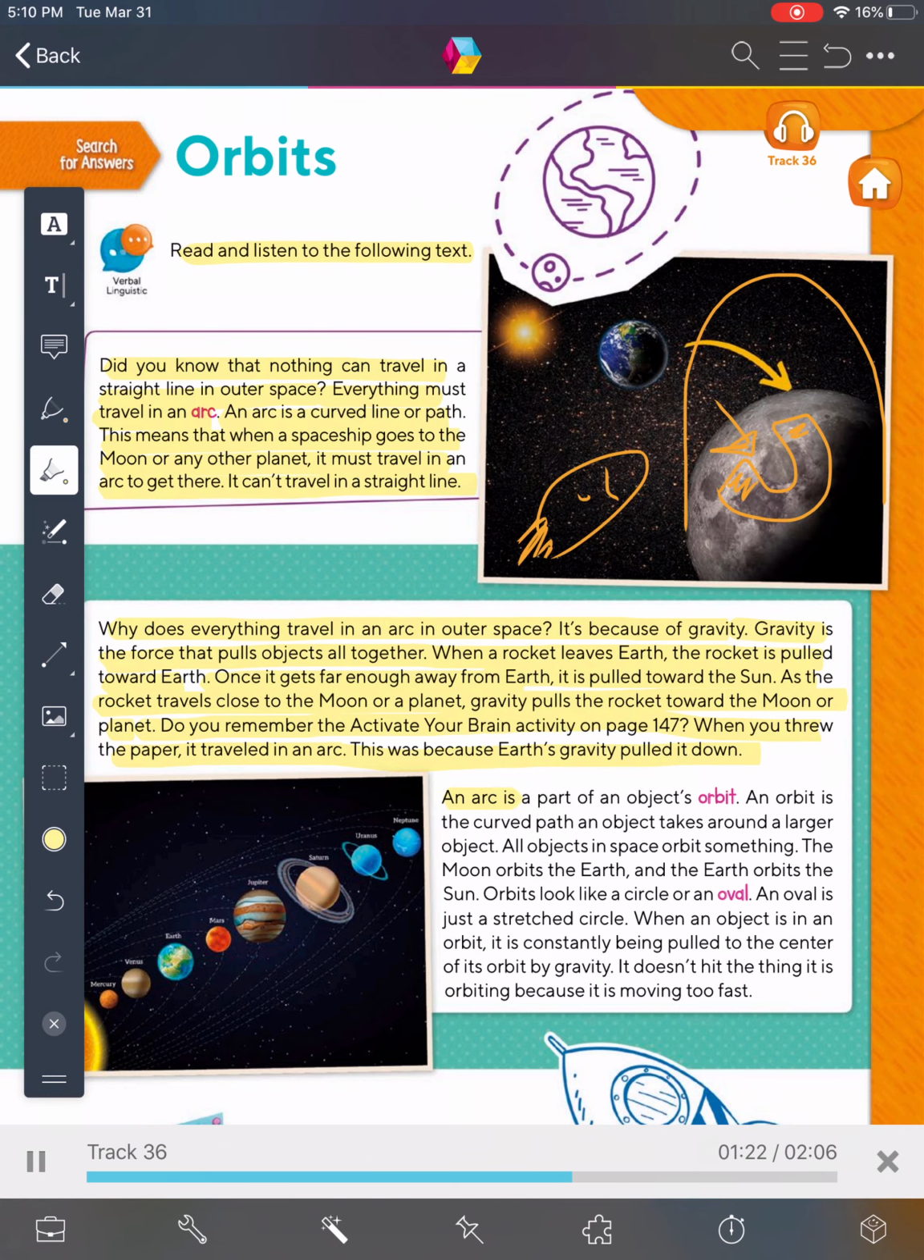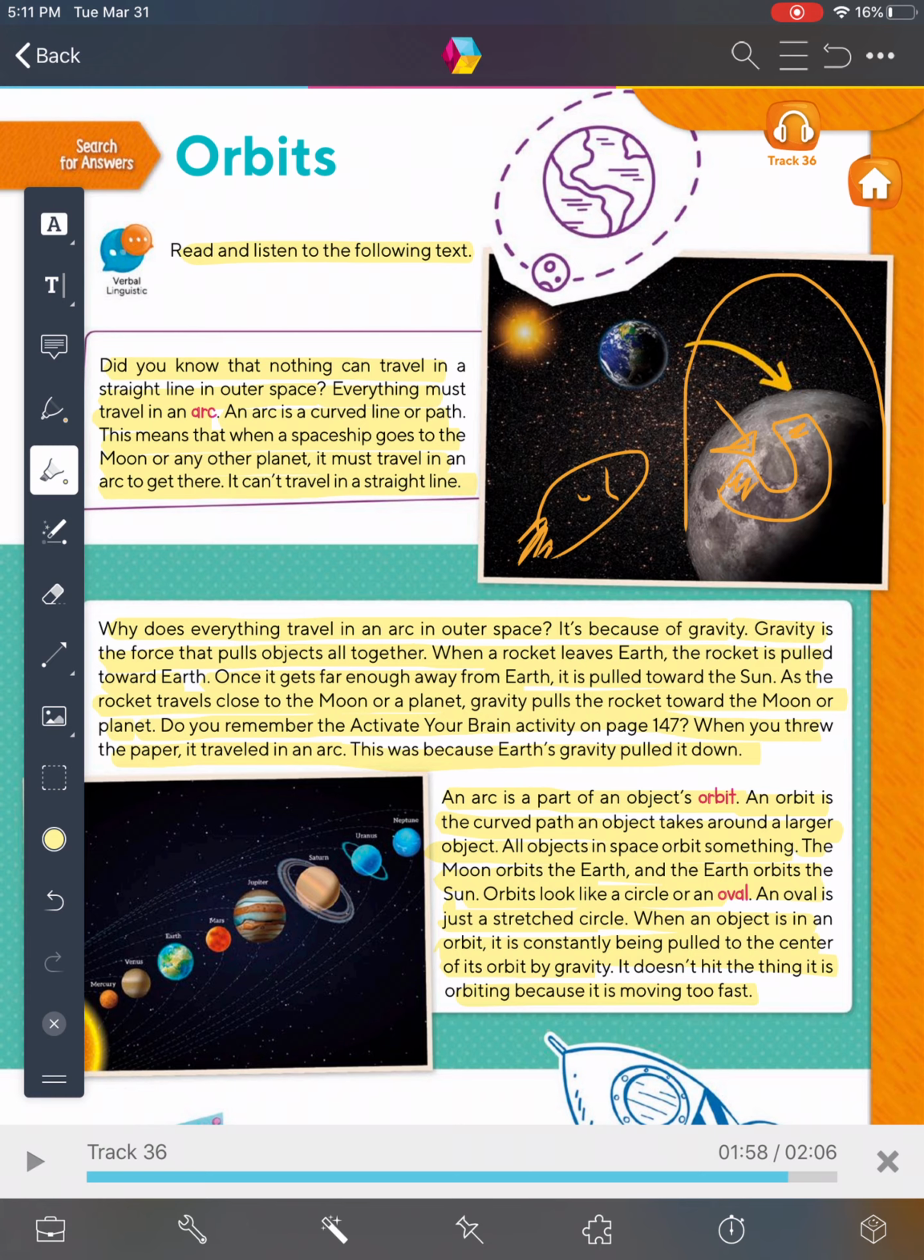An arc is a part of an object's orbit. An orbit is the curved path an object takes around a larger object. All objects in space orbit something. The Moon orbits the Earth, and the Earth orbits the Sun. Orbits look like a circle or an oval. An oval is just a stretched circle. When an object is in an orbit, it is constantly being pulled to the center of its orbit by gravity. It doesn't hit the thing it is orbiting because it is moving too fast.